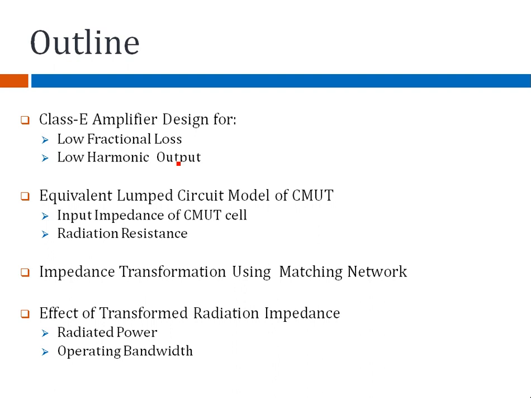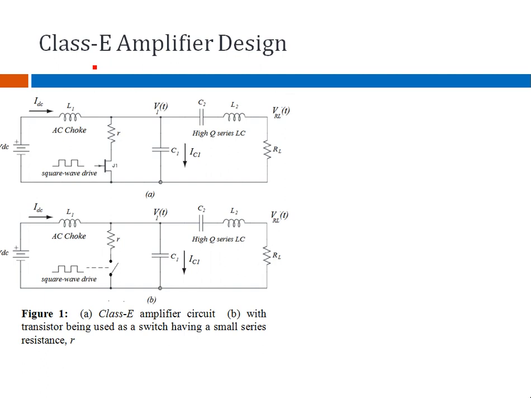What is the effect of large transformed loads on the design of the Class E amplifier, and what are the effects on the radiated power and the bandwidth of CMUT operation? So I'll talk about how this transformation affects the design of the amplifier and what effects it has on the operating bandwidth of CMUT.